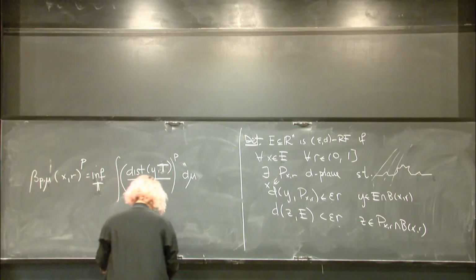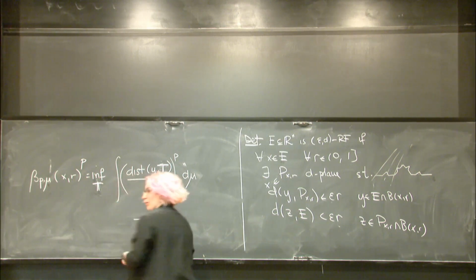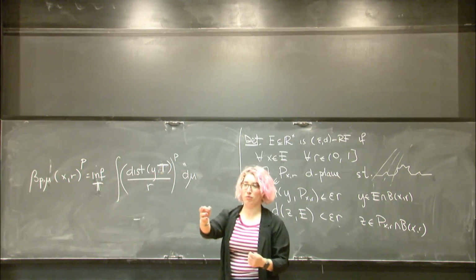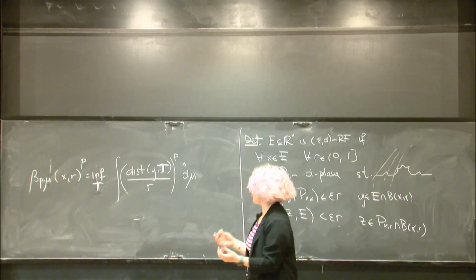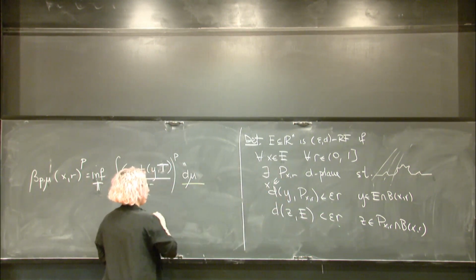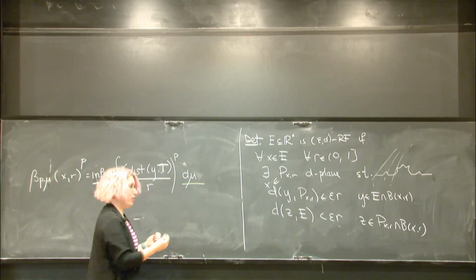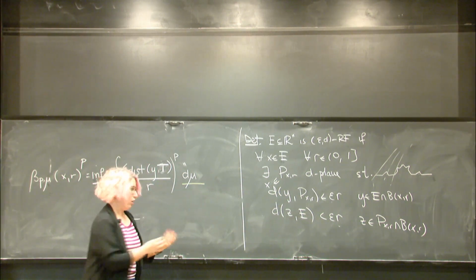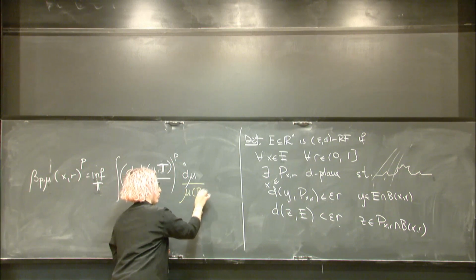Now I have two choices. Let me just tell them to you, and maybe nobody cares. Maybe he cares and knows, he's the only person that cares and knows about this, but I do. If I want to take a real average, here I should divide by the measure of the ball.